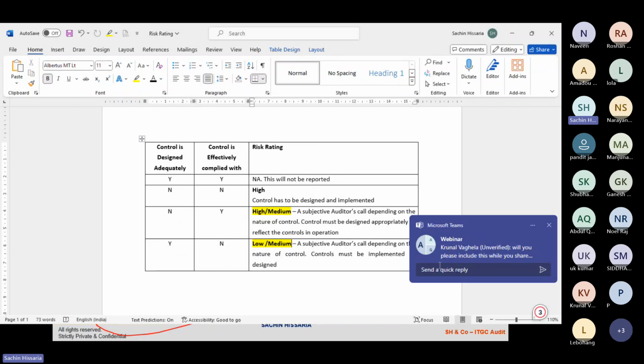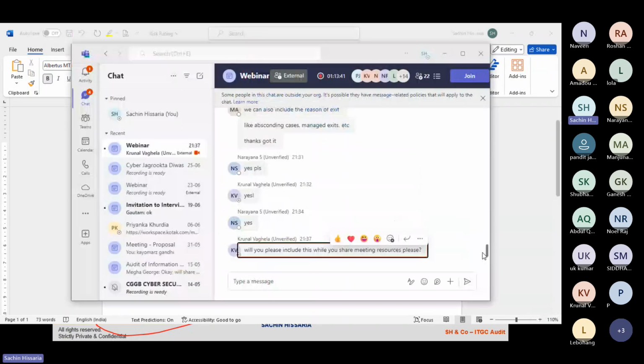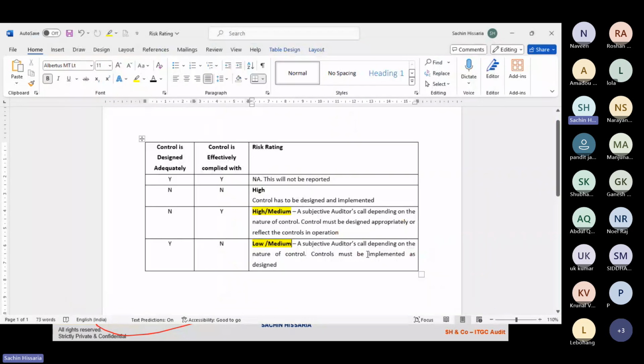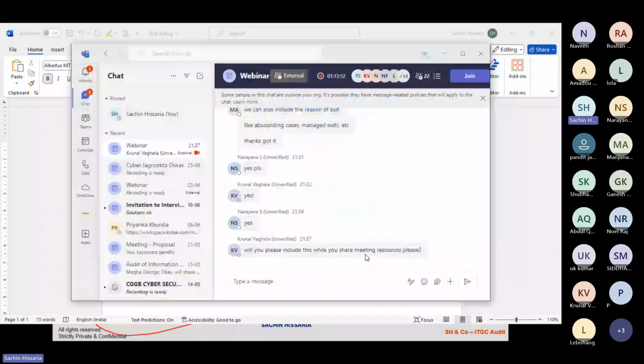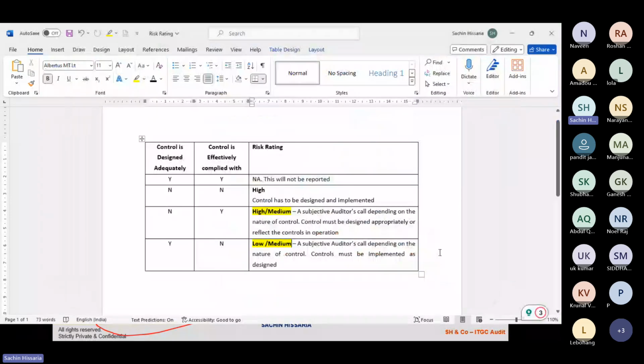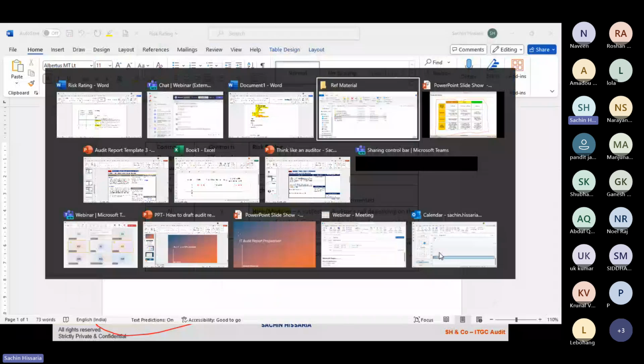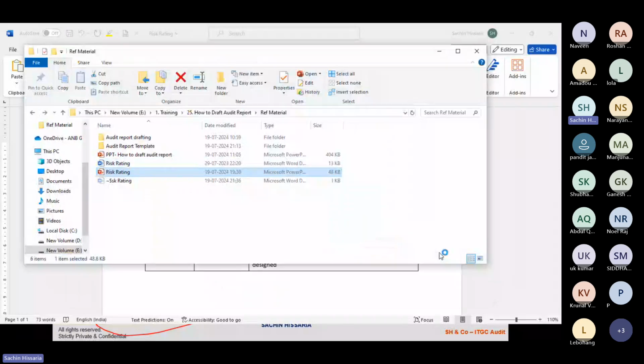So this is also an example of an audit risk matrix, correct? Will you please include this share? Yeah, Krunal, whatever I am showing you guys, I will be sharing all the material with you along with the recording. Don't worry about it. Everything will be shared with you.